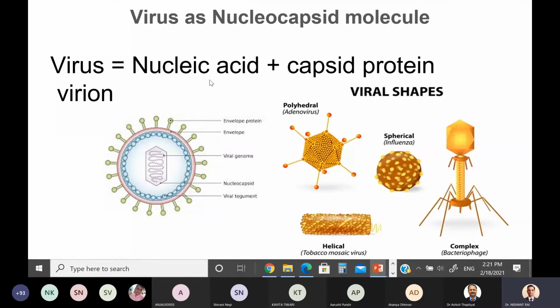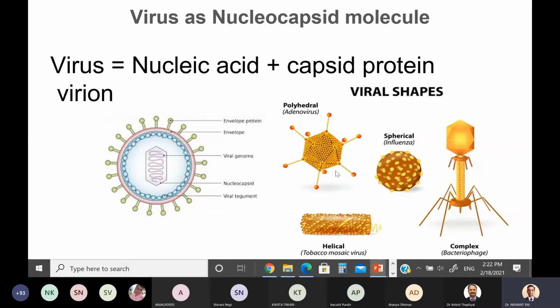It varies, and it is responsible for the characteristic features of a virus, meaning the pathogenicity, the disease causing ability of a virus, is due to its diversity in genome. If you see this picture, you will find this viral genome covered by a capsid protein, and you will find the different shapes of viruses.